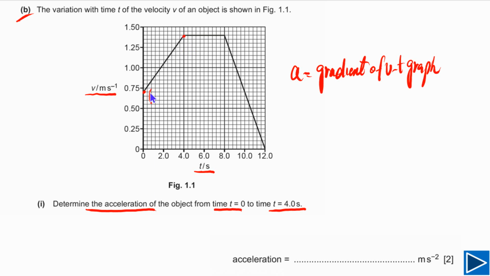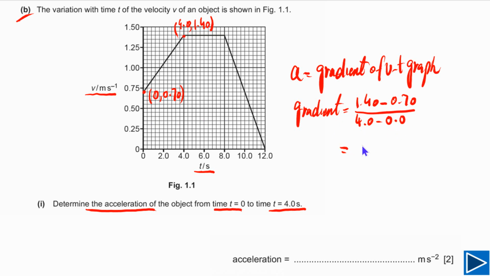First of all, let's write down the coordinates of these 2 points. If you look at this point, coordinates of this point are 0, 0.70. If you look at this point, x coordinate is 4.0 and the y coordinate is 1.40. Now we have coordinates, simply we can find out gradient. Gradient is y2 minus y1 over x2 minus x1. So y2 in this case is 1.40 and y1 is 0.70, divided by t2 minus t1, and t2 is 4.0 minus 0.0. If we solve this one, our final answer is 0.18 meters per second per second. This is our final answer.